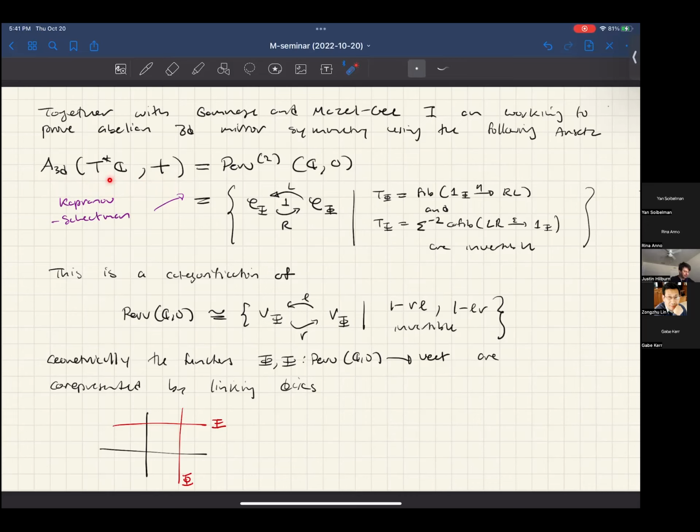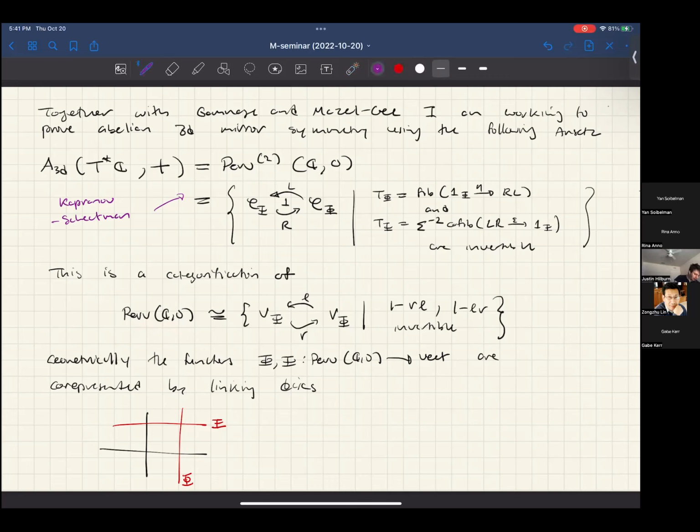But for this particular example of T star C with the coordinate cross as the skeleton, we actually know what the answer should be. And that's due to Kapustin-Vyas-Setter and Teleman. We know that it should be something which is called a perverse Schober. And a perverse Schober is supposed to be a categorification of perverse sheaves.